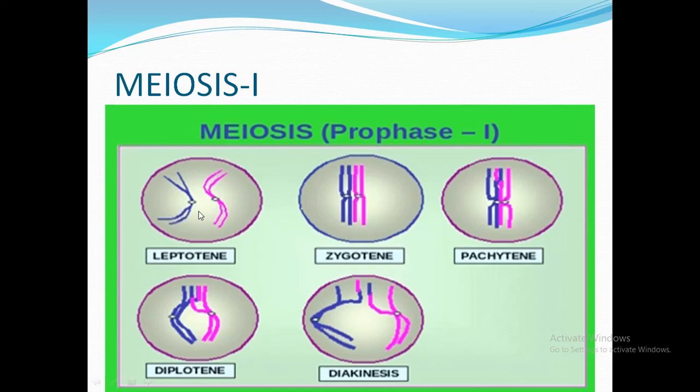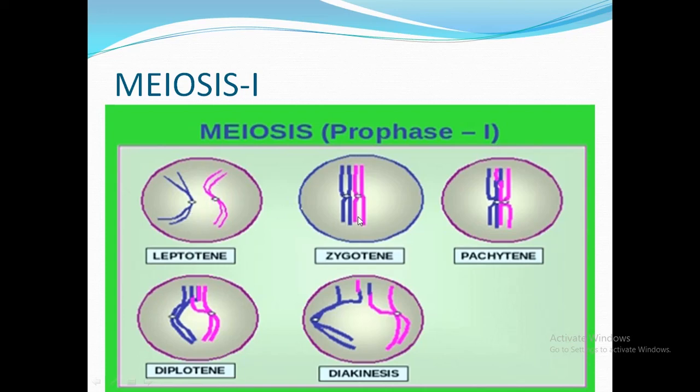Now, first one is leptotene. So in leptotene, what happens? The chromatin starts condensing and they form thin, thread-like chromosomes.